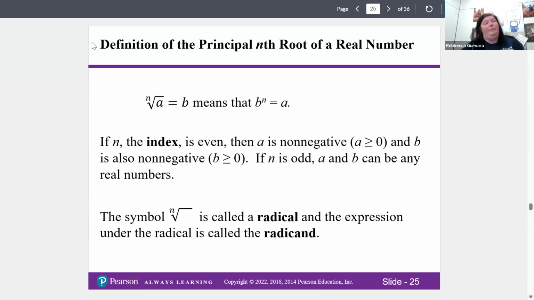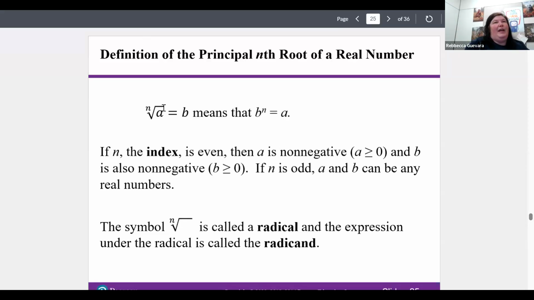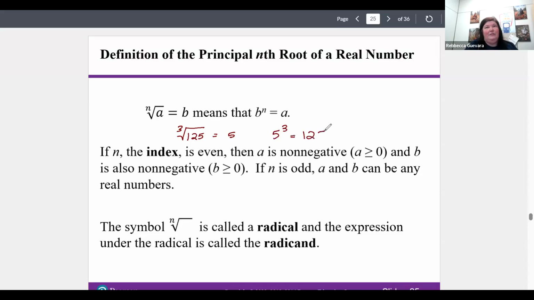So if we do the nth root here, the nth root of A equals B means that B to the power of n equals A. So for an example, if we have the cube root of 125, that's going to equal 5. That means 5 to the power of 3 should equal 125.